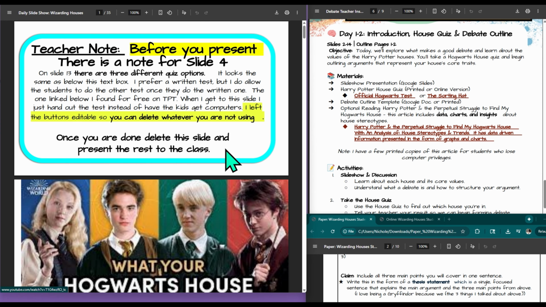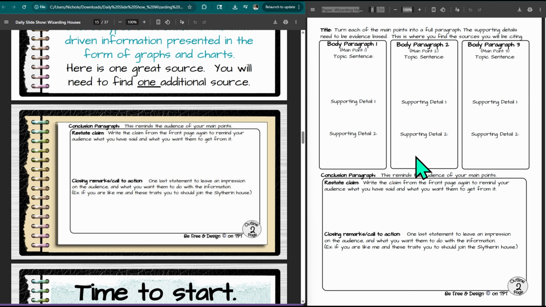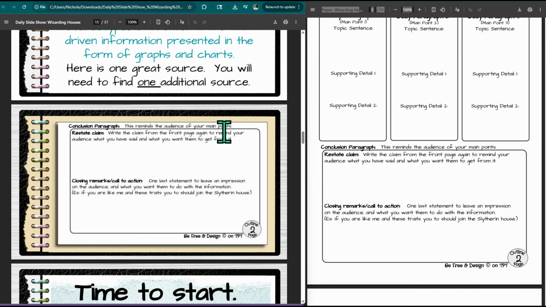That is the source I give them, and they do need to find another source, and I do include that right there. And we go down to the conclusion paragraph where it just states that they need to remind the audience of your main points, restate your claim, and your closing remarks or call to action. These are the closing remarks of this main body paragraph. It has nothing to do with the rebuttals.